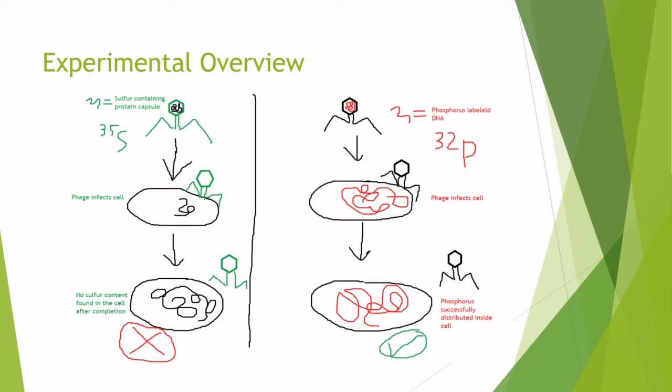On the left side, we can see that as the bacteriophage infects an E. coli cell, the sulfur-containing capsule is left on the outside while DNA is injected in. After Hershey and Chase isolated the coats of the bacteriophages, no radioactivity was present, indicating that the protein had not been transmitted to the cell.